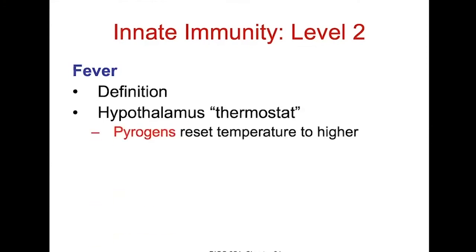Damaged tissues, as well as products of pathogens, can function as pyrogens. Pyrogens are chemicals that are going to go to the hypothalamus and reset the temperature to a higher temperature. The chills that you feel are due to the fact that a normal temperature feels low, since the hypothalamus has set the temperature higher. So what are the effects of a fever?